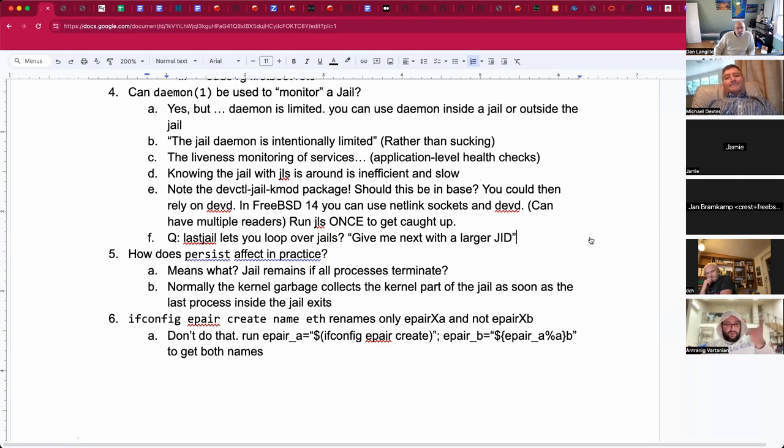So to answer the question with a yes or no: can the daemon be used to monitor a jail? No. To monitor an application, a single application inside a jail, yes. And that's the trick.